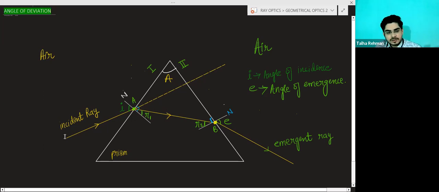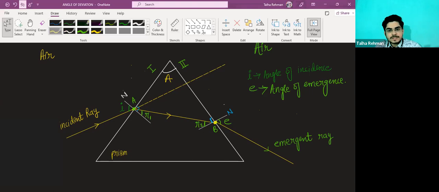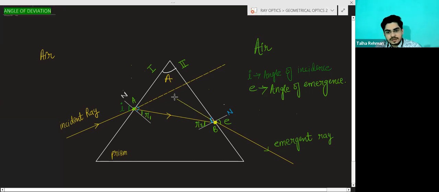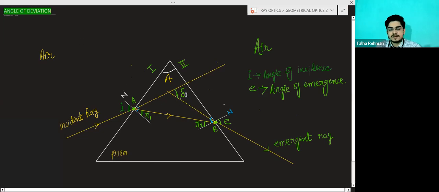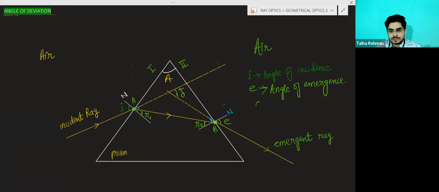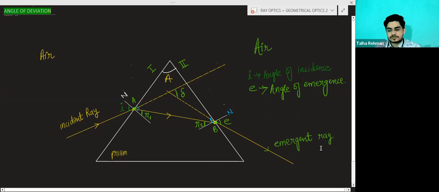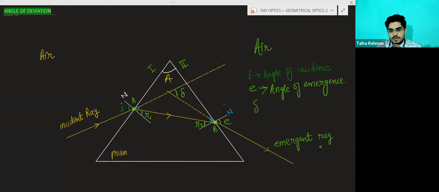But what is happening here? This is the incident ray and this is the final ray. But you can see here, this final ray is getting some deviation. So to find the angle of deviation, just produce this emergent ray in the backward direction. So this is the final ray. This angle, which angle? This angle is known as the angle of deviation. Del. Del is the angle of deviation.